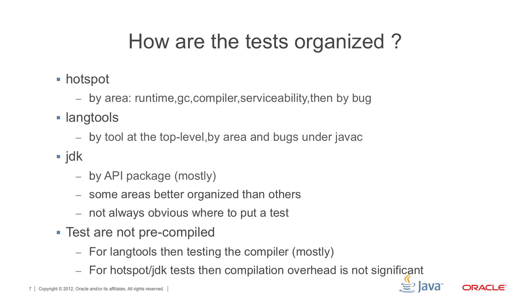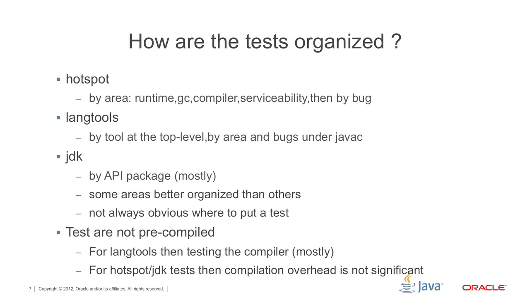The JDK repository, at least on first look, looks a little bit more organized because everything is organized by API package. However, when you look at the detail, you'll see that some areas are better organized than others, and sometimes it's not obvious where to put tests. Often we have discussions, and you'll see that on some of the OpenJDK lists periodically, where there's confusion as to where to put a test because it's not obvious. We'll talk a bit about that later on in the slides.